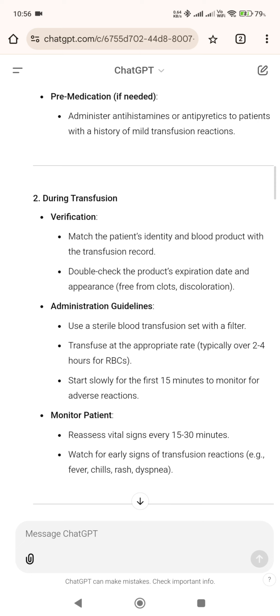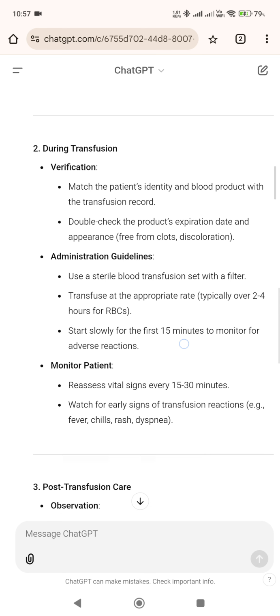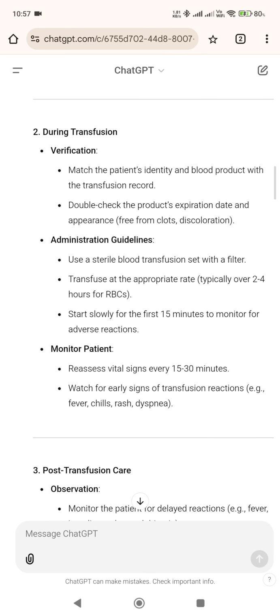2. During transfusion. Verification: match the patient's identity and blood product with the transfusion record. Double-check the product's expiration date and appearance, free from clots, discoloration. Administration guidelines: use a sterile blood transfusion set with a filter. Transfuse at the appropriate rate, typically over 2 to 4 hours for RBCs. Start slowly for the first 15 minutes to monitor for adverse reactions.